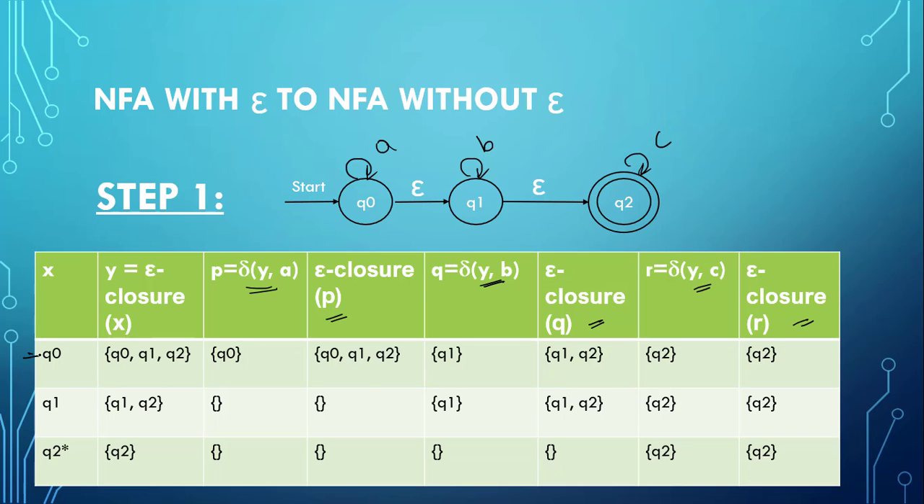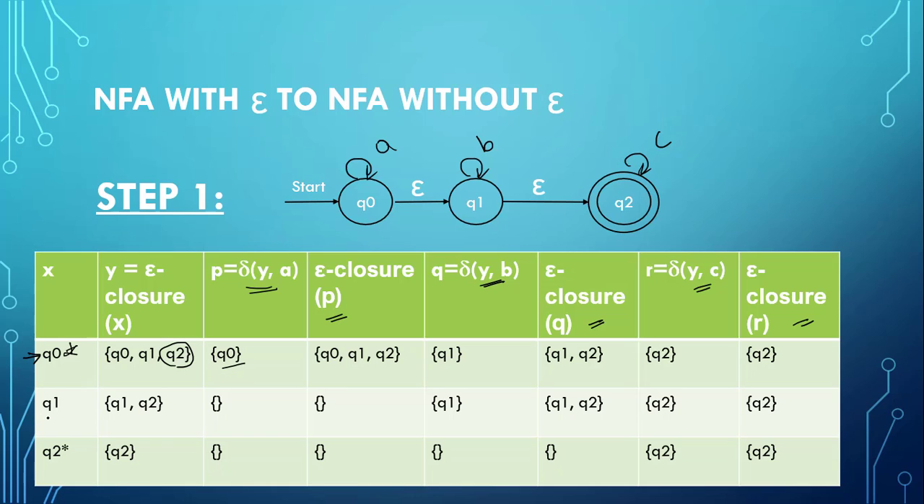So Q0 is our start state. The epsilon closure of Q0 has a final state, so this will become our final state. The transition over A is Q0. Again, the epsilon closure of Q0 is Q0, Q1, Q2. Then the transition over B is Q1, so the epsilon closure is Q1, Q2. And finally, the epsilon closure for C is Q2. Similarly for Q1 and Q2.